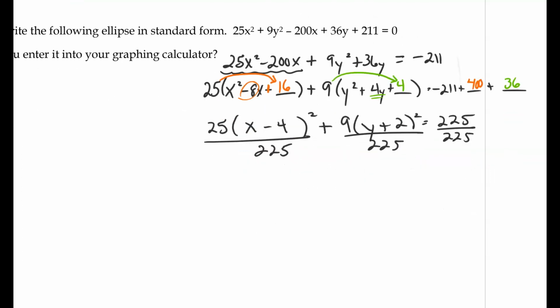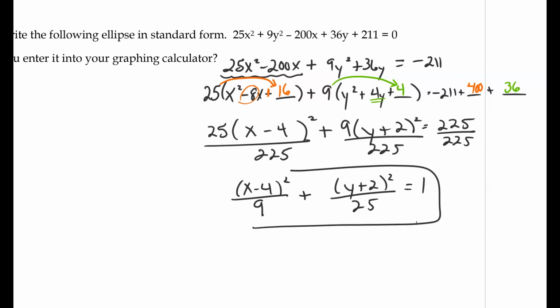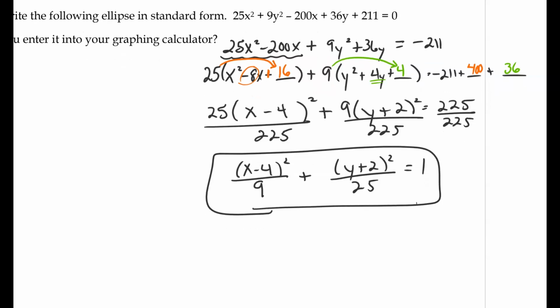And when we do that, we get the following. The quantity (x - 4)² over 9 plus (y + 2)² all over 25 is equal to 1. So this is standard form for my ellipse. Notice plus. Here's a few things. Let's see if we can answer these, even though I didn't ask you when you're doing this.